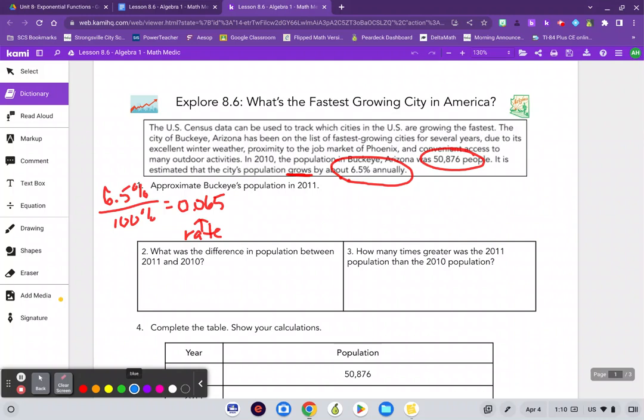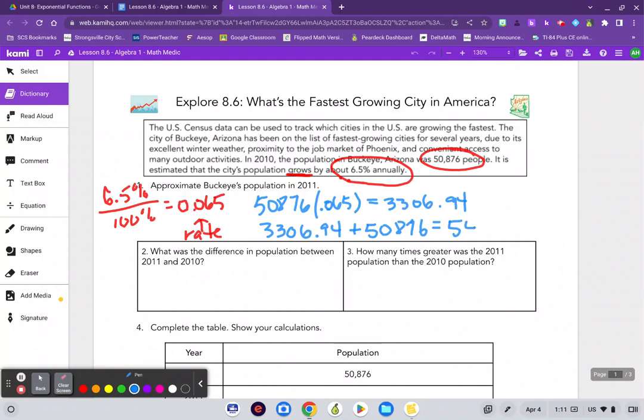Okay, so that means that now I can multiply that 50,876 by the 0.065. And when I do that, I get 3,306.94. Now, wouldn't it make sense to stop there because this number is way smaller than the 50,876 people. So what I need to do is take that 3,306.94 and add that on to the 50,876 to give me a total number of 54,182.94 people.